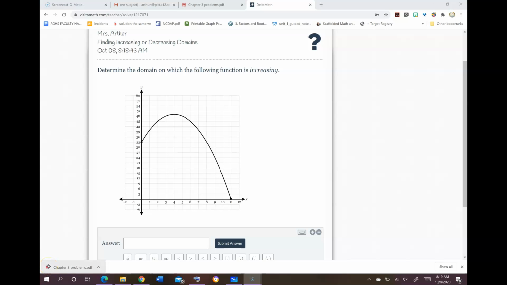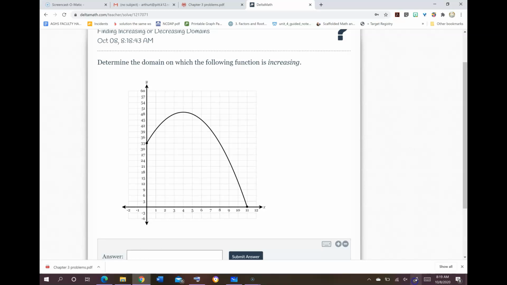All right, so this is what your Delta Math is going to look like for increasing and decreasing, okay? It says determine the domain on which the following function is increasing. Now, when you see the word domain, it doesn't mean what is the domain of this function. I told you that domain is your x value. So when you see the word domain, it's just telling you, hey, remember, we're only talking about x values here, okay?